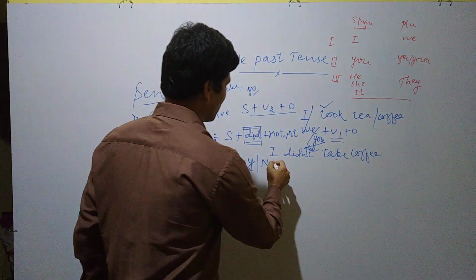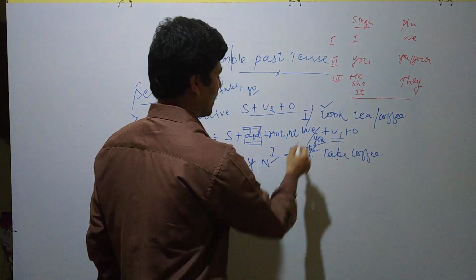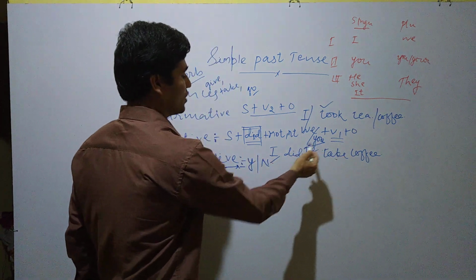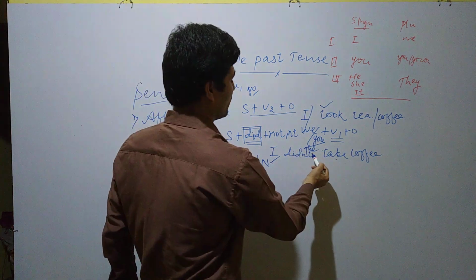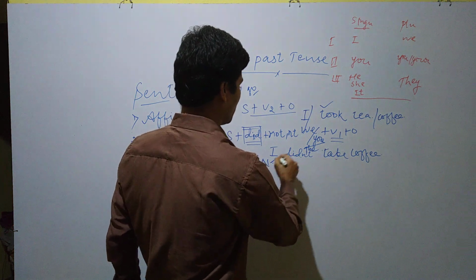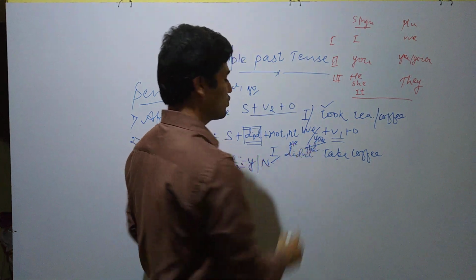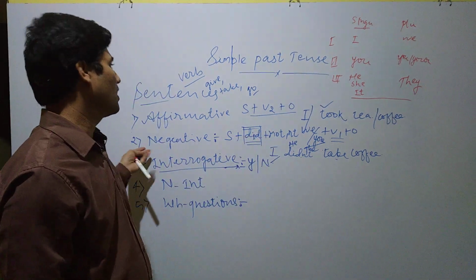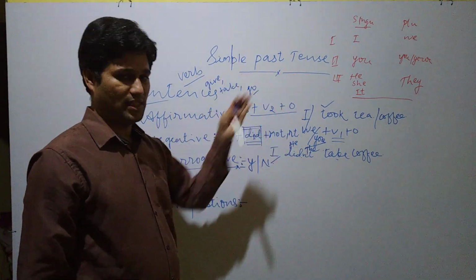Now according to that, you can use all the subjects: we didn't take coffee, you didn't take coffee, he didn't take coffee, she didn't take coffee, and so forth. These are the different types of negative sentence in simple past tense.